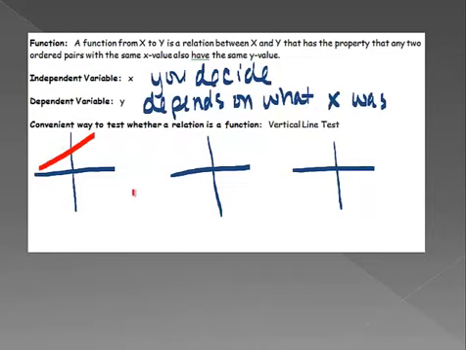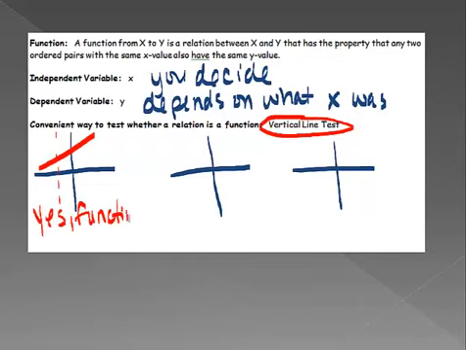What you can do is apply what we call the vertical line test. The vertical line test says this: draw or think about a vertical line going through your graph. So here's a vertical line. That vertical line should only intersect your graph one time. And if it does, you would say, yes, it's a function because it passes the vertical line test, abbreviation for vertical line test.